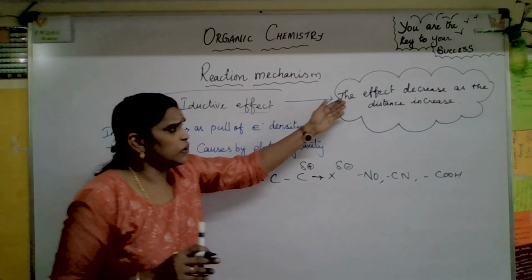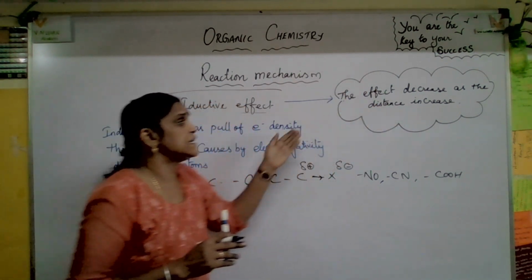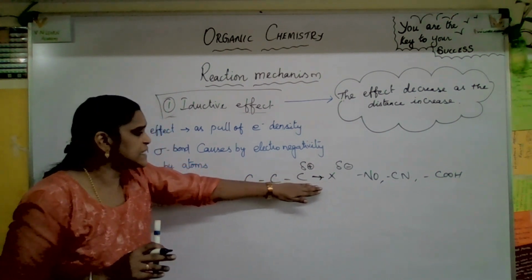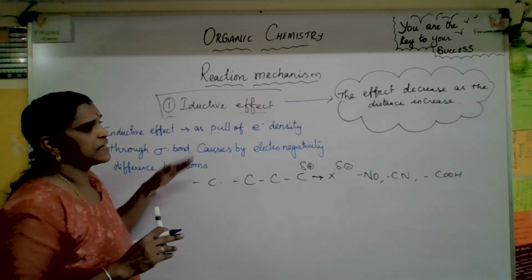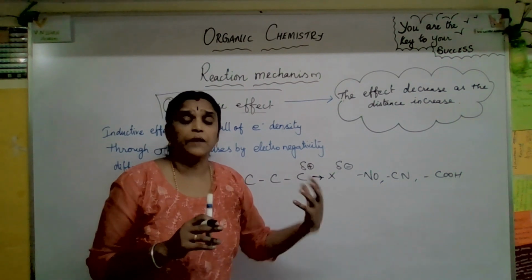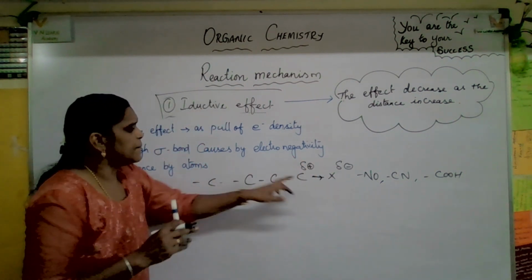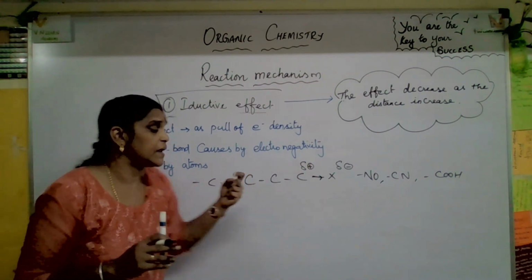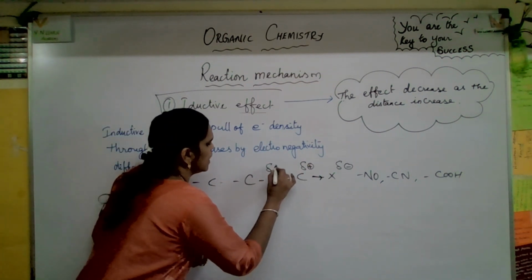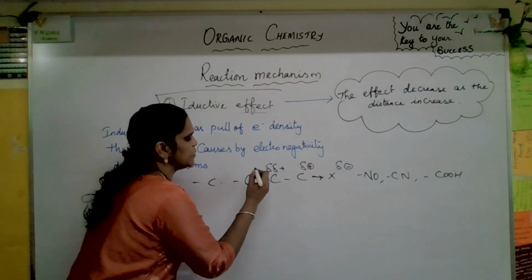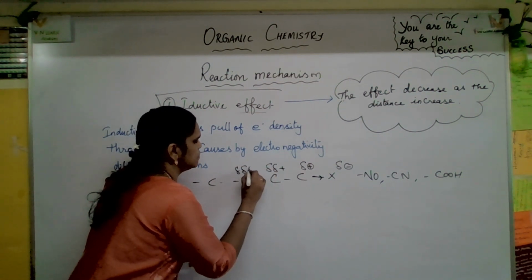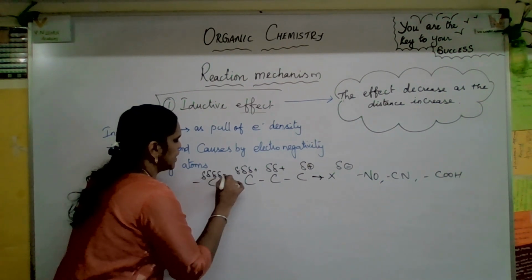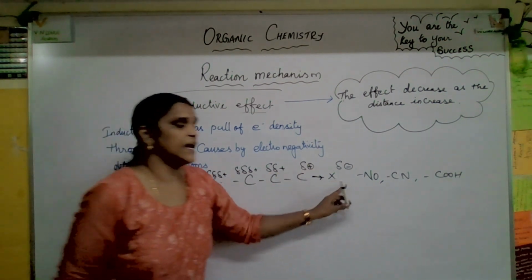So the inductive effect decreases as the distance increases. Here it will be more powerful, but as the number of carbons increases, the effect will be decreasing. Comparatively, this is the first carbon which has a positive charge, which has more power. But here we have delta 2 positive, here delta 3 positive, so here it is very less.